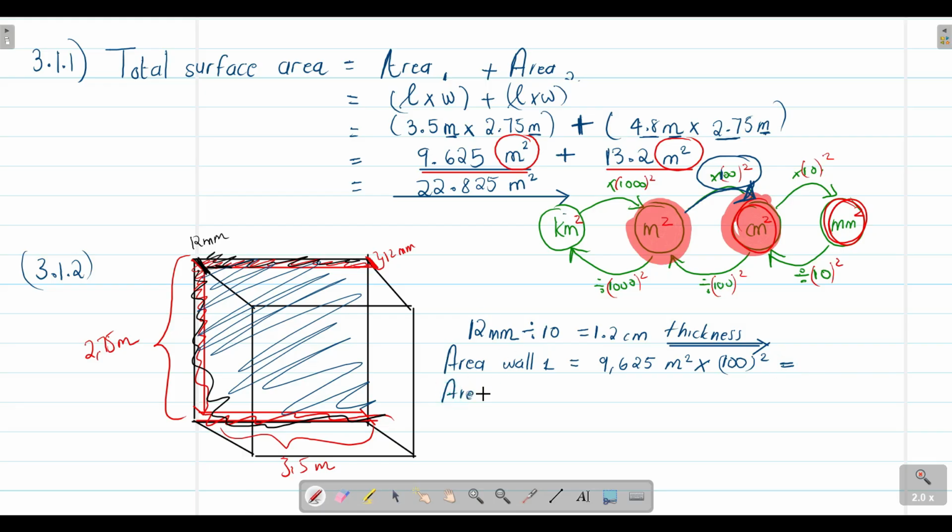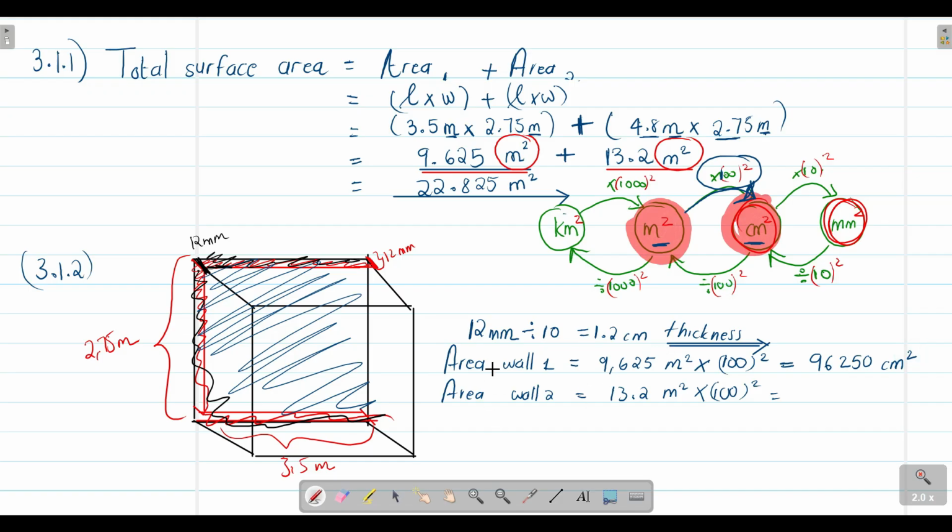Then same here, area of wall number 2. Okay, we are given 13.2 meters squared. We are currently here. We want to move to there. So you multiply it by 100 squared. Okay, so if you punch this into your calculator, 9.625 meters squared multiplied by 100 squared, that changes those units to be in centimeters. Okay, so your answer will be 96250 centimeters squared. Nice, done.